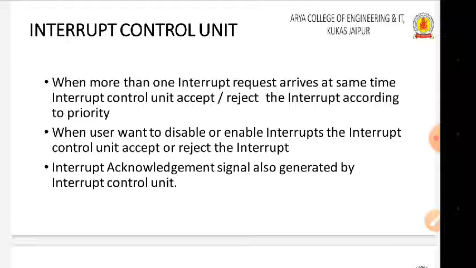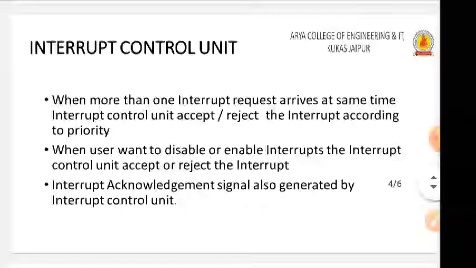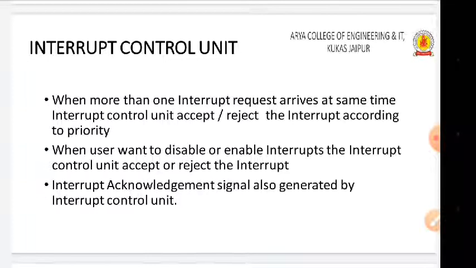When the user wants to disable or enable the interrupts, the user has to control interrupts through the control unit, which can accept or reject the interrupt. The user can disable the interrupt or can enable the interrupts. The interrupt acknowledgement signal is also generated by the interrupt control unit. We will discuss interrupts in more detail in the next chapter.